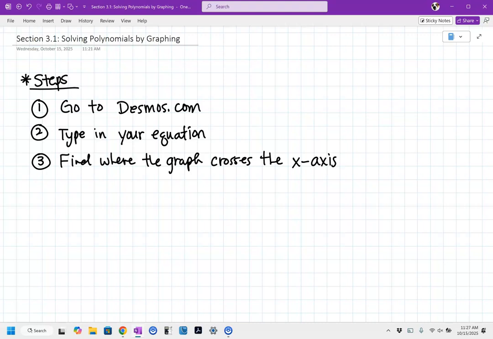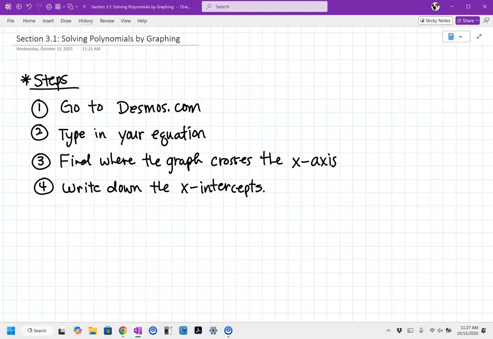Now we're going to find exact solutions because we're going to have the computer do it for us. So all you have to basically do is touch the actual graph with your finger or with the mouse, and you're fine. So find where the graph crosses the x-axis. Number 4, write down those values. So write down the x-intercepts, in other words, where it crosses the x-axis, and you're done. That's all you have to do.